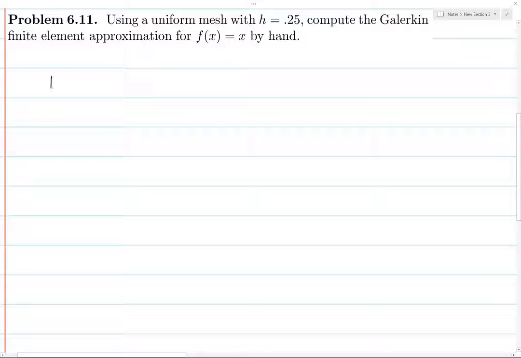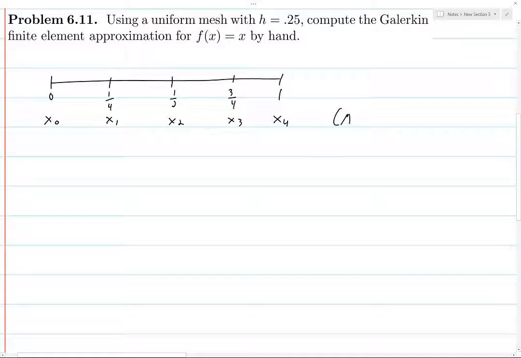We are looking at the interval from 0 to 1, and we're using h equals a quarter. So we'll have 1/4, 1/2, 3/4, and 1. This is going to be x0, this will be x1, x2, x3, and x4. The x values go from x0 to x_{M+1}, so we have capital M equal to 3 in this scenario.